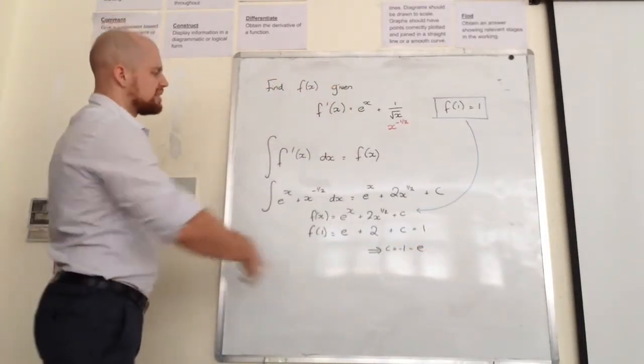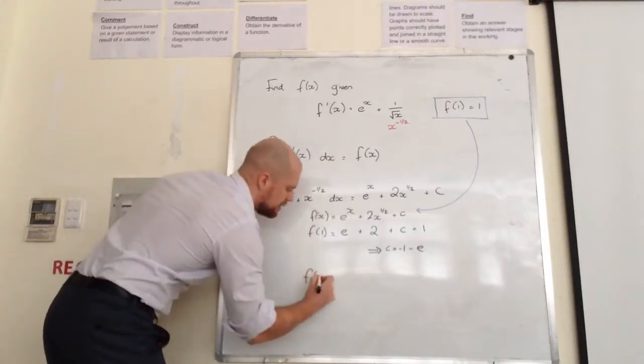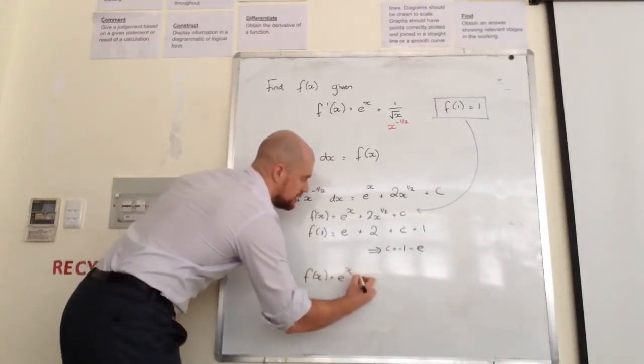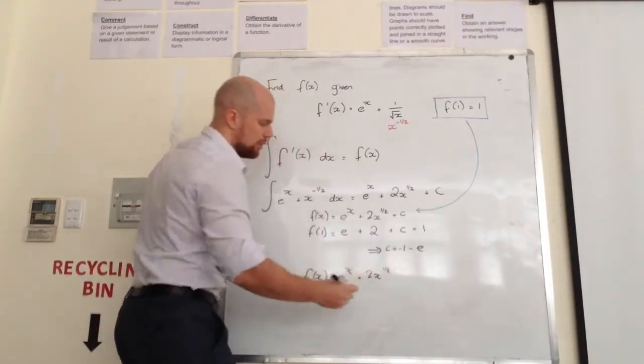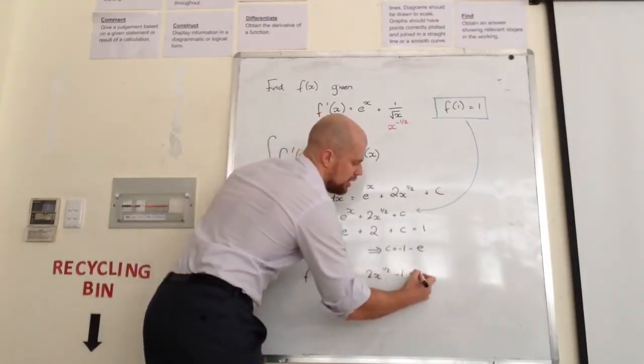Okay? And that allows me to finally write out f of x again. E to the x, 2x to the half, and all I'm going to do is replace c with my value, minus 1 minus e.